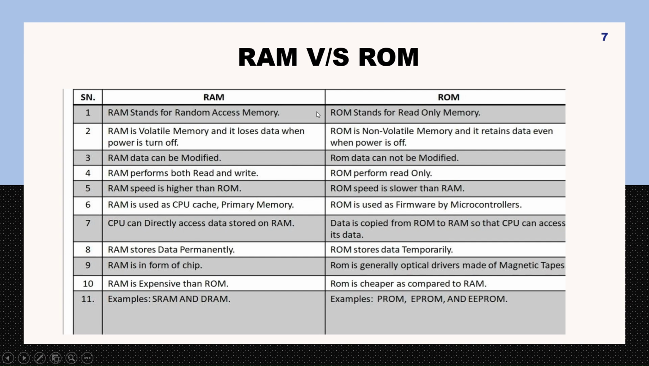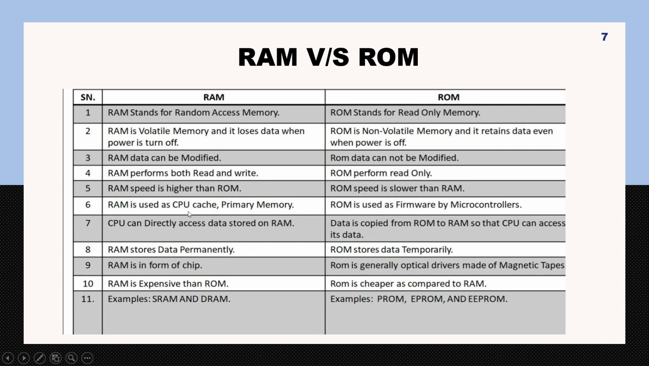RAM stands for random access memory. ROM stands for read-only memory. RAM is volatile memory and it loses data when power is turned off. ROM is non-volatile memory and it retains data even when power is off. RAM data can be modified. ROM data cannot be modified. RAM performs both read and write. ROM performs read only. RAM speed is higher than ROM, whereas ROM speed is slower than RAM.